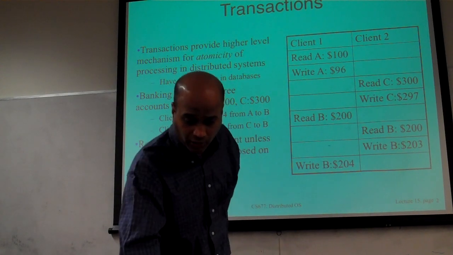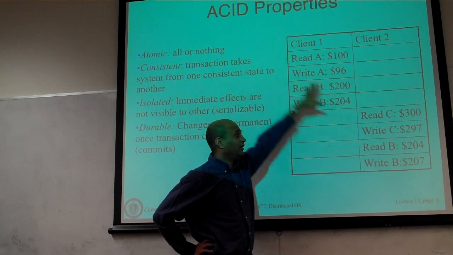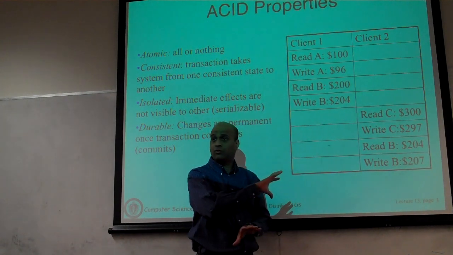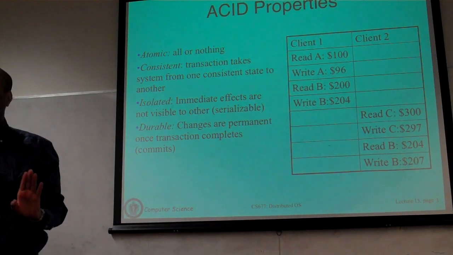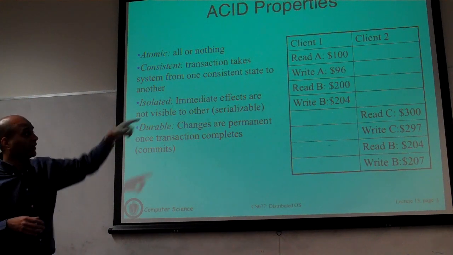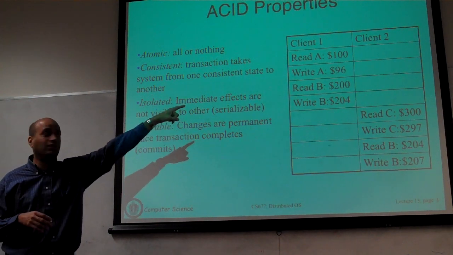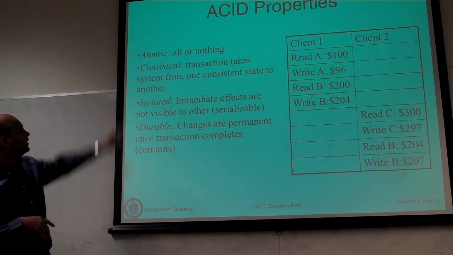So what we would have wanted is something like this: either this one runs and then that one runs, or the other way around. Interleaving them gives us inconsistencies. Although they are executing in parallel, the result should have been as if they happened in that order. So we want atomicity, which is all or nothing.